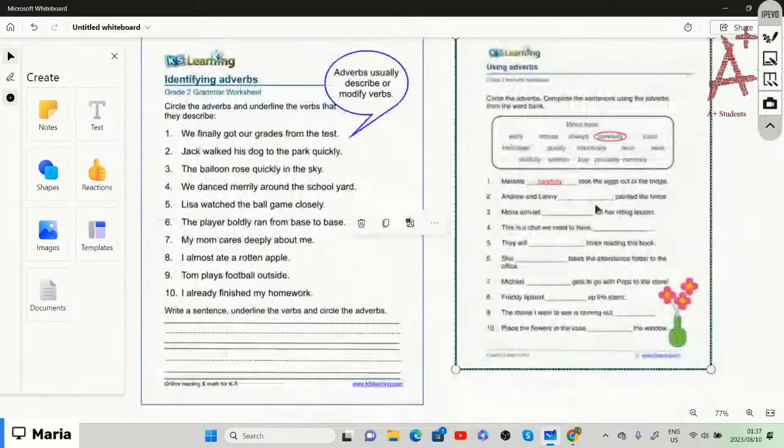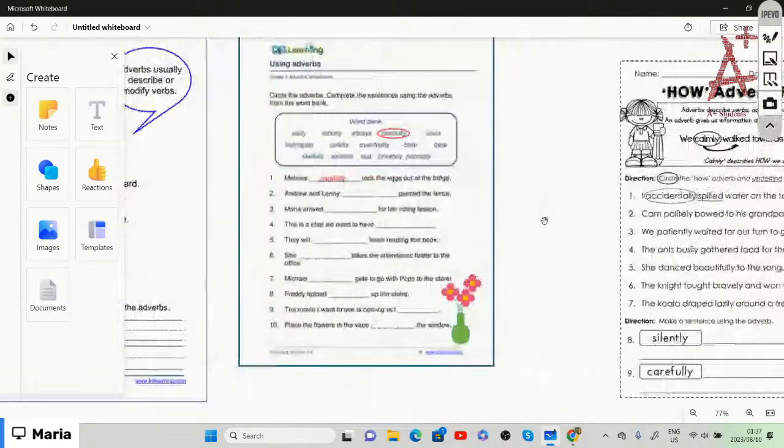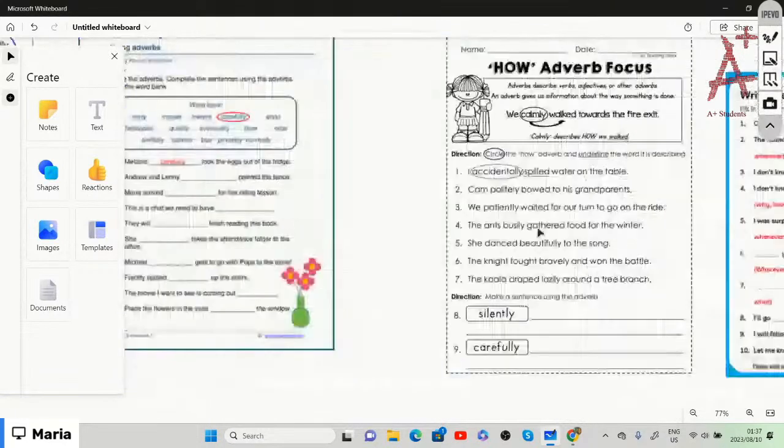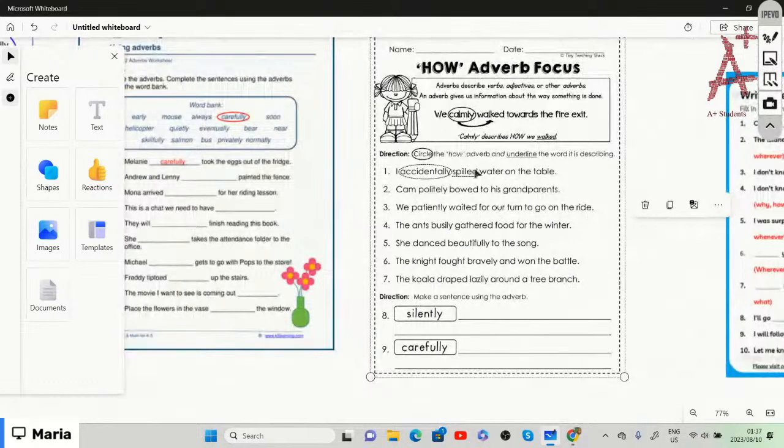All right. Now we're going on to the next one. Before we go to the second one, let's look at how adverbs focus. Once again, an adverb describes a verb, or tells us about an adjective or another adverb, right? And an adverb gives us information about the way something is done. So, for example, we calmly walked towards the fire exit. So, calmly is our adverb that tells us how we walked, right? Calmly describes how we walked.